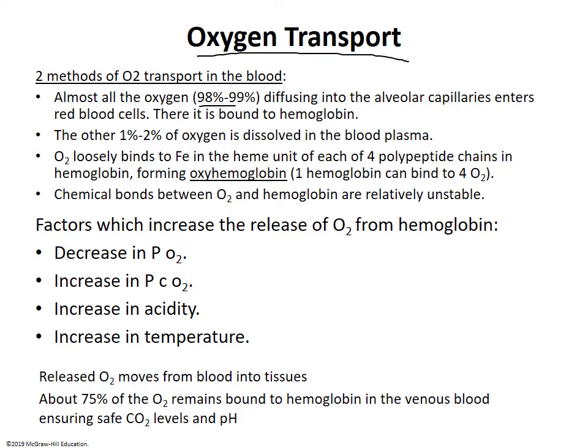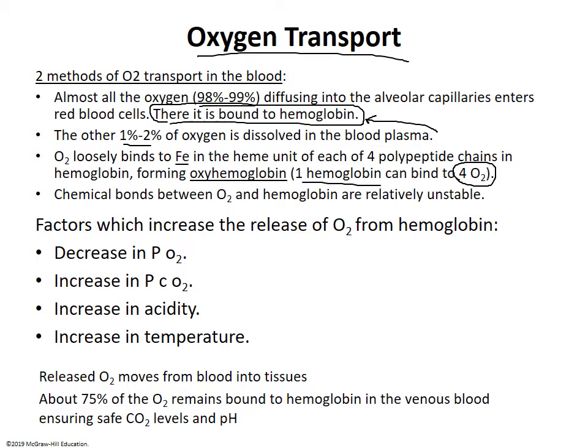Almost all of the oxygen is going to be bound to hemoglobin. A small percentage, less than 2%, is just dissolved as a gas in the plasma. So the hemoglobin is the main one we're going to look at. First, you should know that oxygen is going to bind with iron. Fe is iron. It binds with the iron in the heme portion of the hemoglobin. And for each hemoglobin molecule, 4 oxygens can bind to it.